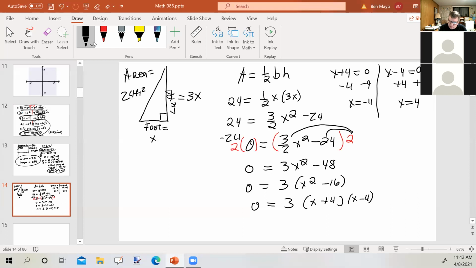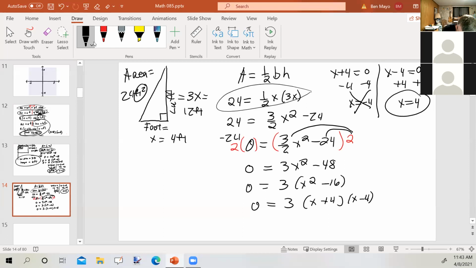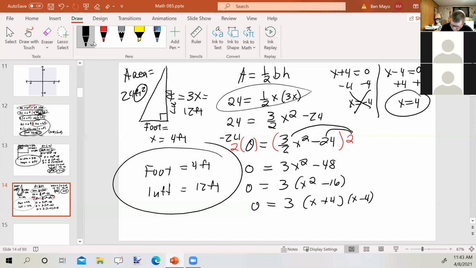Now, just like the previous problem, what we're looking for are lengths or distances that can't be negative. So even though x equals -4 would work if we plugged it back into this equation, it doesn't work for the actual dimensions of the sail. So we're going to throw that one out. If x is 4, this would be 12, and this would be 4. And it said the area was 24 square feet, so 12 feet and 4 feet. So the foot is 4 feet, and the loof is 12 feet.